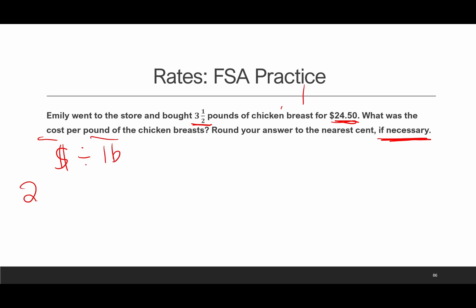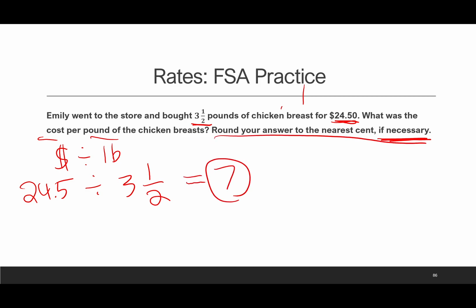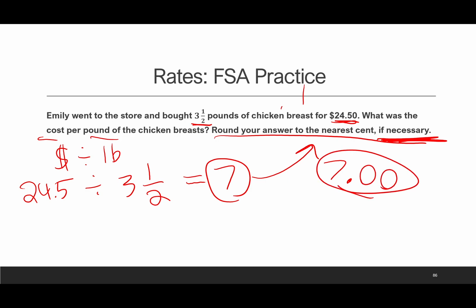Well, I know that I have $24.50 divided by 3 1/2 pounds. This you're going to get a calculator for, of course. 24.5 divided by 3 1/2 equals 7. That's your answer. Notice they said round your answer to the nearest cent if necessary. Guess what? For 7 it's not necessary. Your answer will be $7.00. That's your final answer.